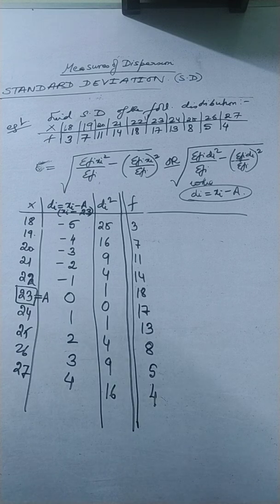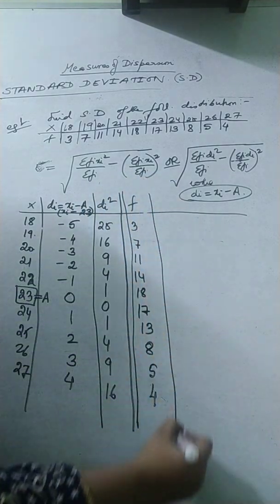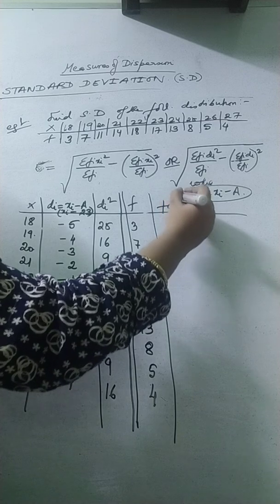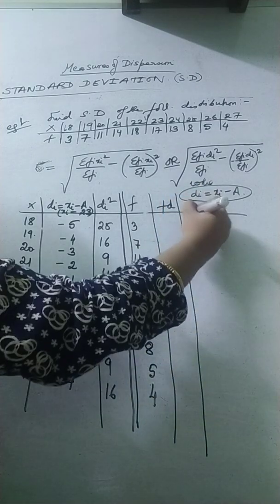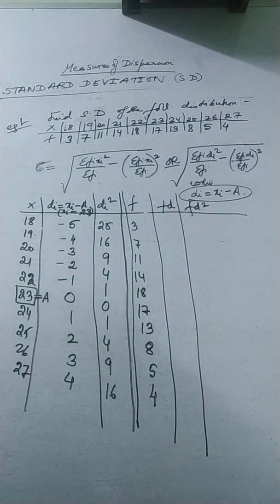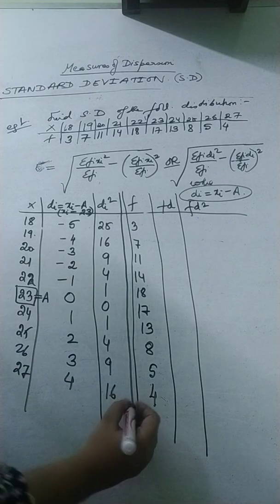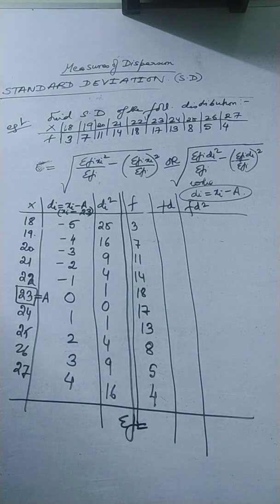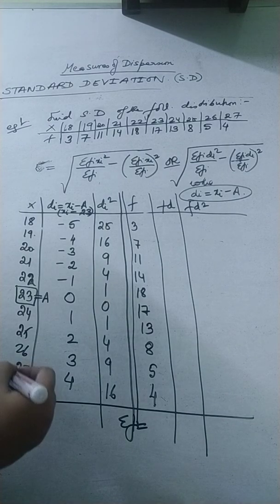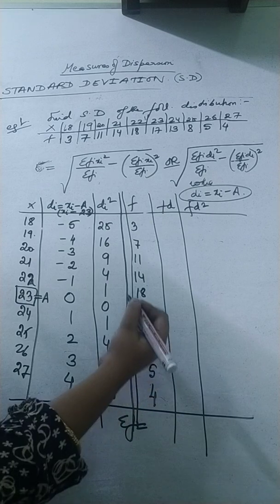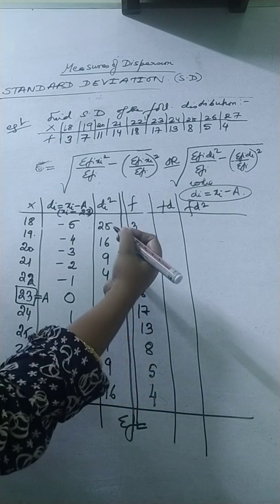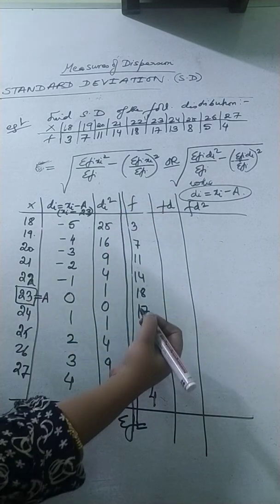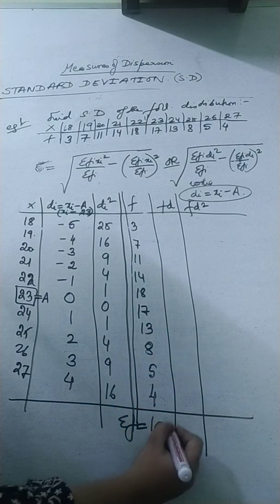So let us do fi di as the next column, and fd square. These two are going to be the remaining columns. We need summation f. Summation f or summation fi is the same thing. How much is it? I think it will come to 100.